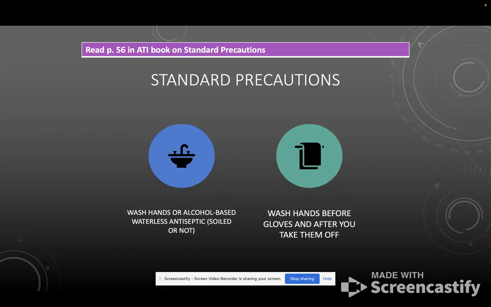So just an overview, like we mentioned, standard precautions, page 56 in your ATI book is a really good resource, but you want to make sure you're washing your hands or using the hand sanitizer. There are certain diseases or illnesses where you are not allowed to use hand sanitizer because it does not kill the spores. For example, C. diff or Clostridium difficile, you have to physically wash your hands. A lot of times we'll put a sign over the hand sanitizer so that you know you have to wash your hands.